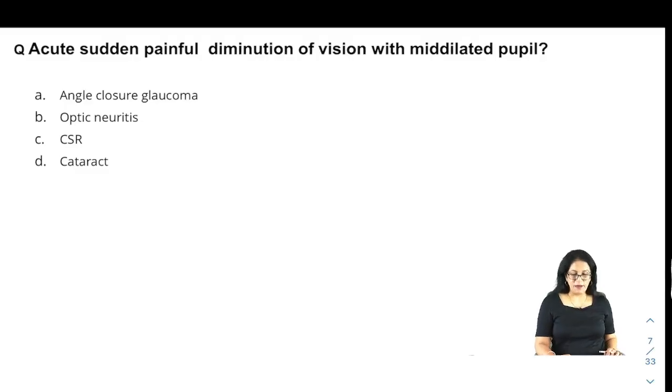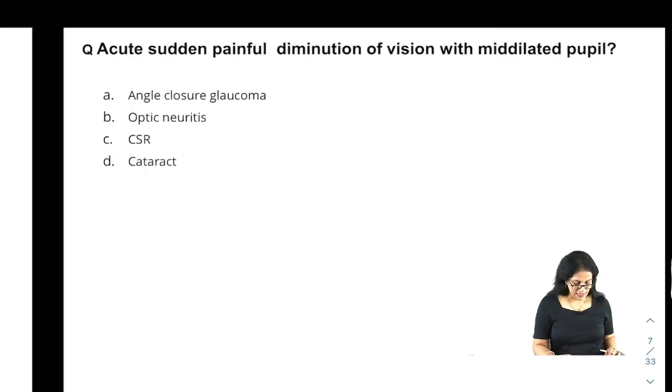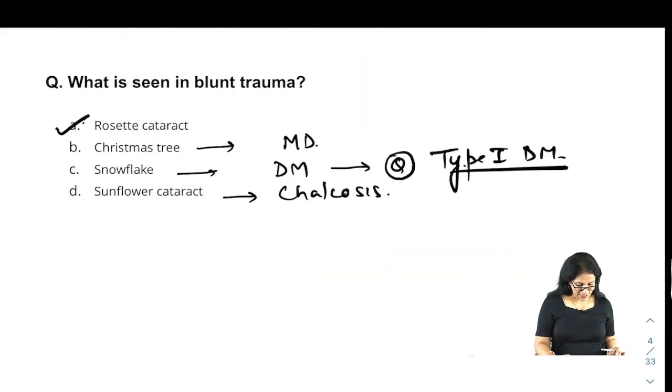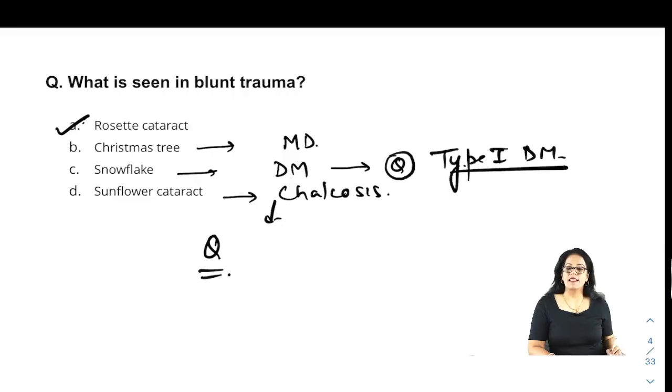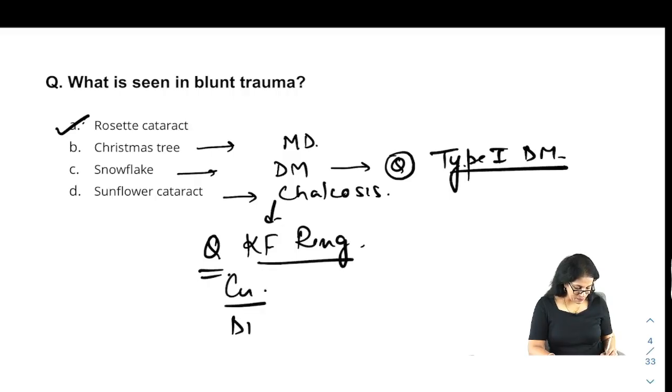We come to the next question. Any other thing we want to discuss here before I go to the next question? Yes, the KF ring is a very important question here. Along with chalcosis or Wilson's disease, what else you get is the Kayser-Fleischer ring. I hope you remember this. It's again a copper deposition in the Descemet's membrane. We'll not forget this.